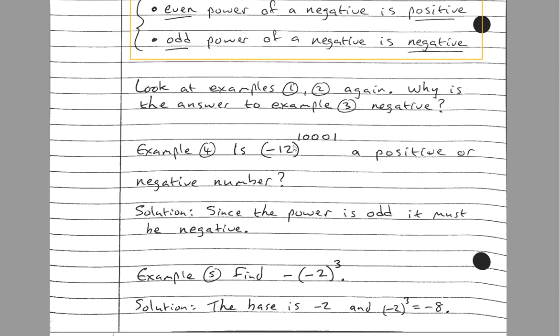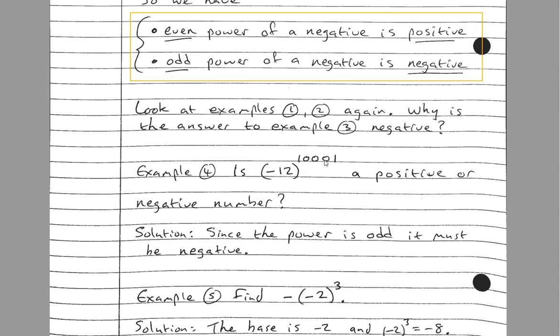So, example 4, negative 12 to this power, 10,001. Is this number positive or negative? Well, this is a very big number. If you multiply 12 by itself this many times, that's going to be too big to handle, but we can work out the sign.